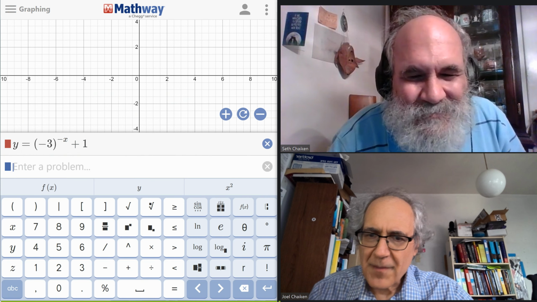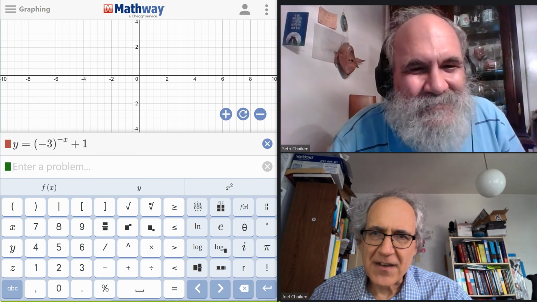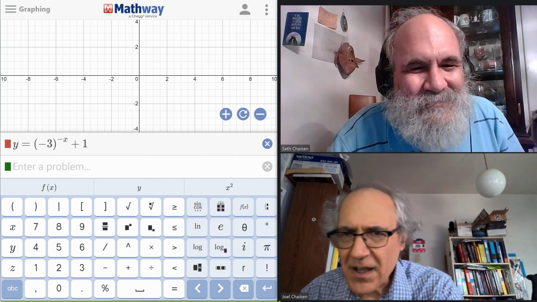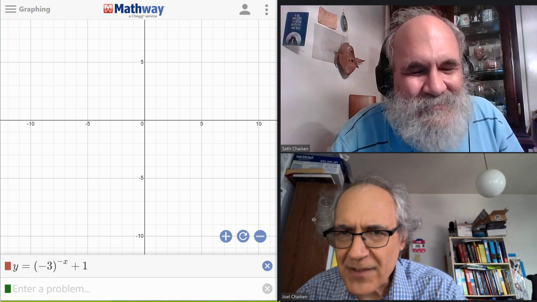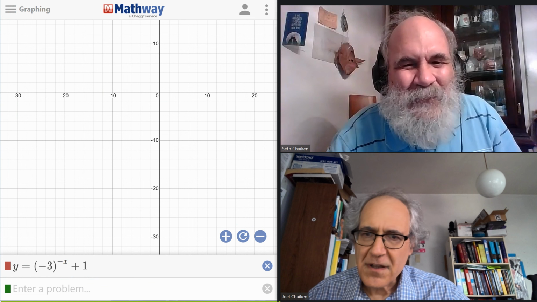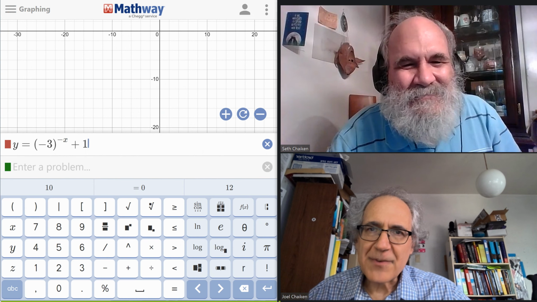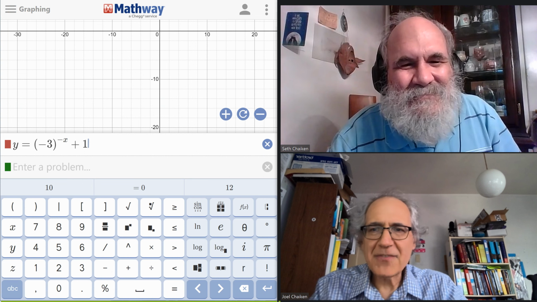Okay, how about this one? y is equal to 3x. It says there's no problem with that. Ooh, look at that. Doesn't work either on Mathway. Maybe they use the same code. Anyway, it looks like we stumped math.